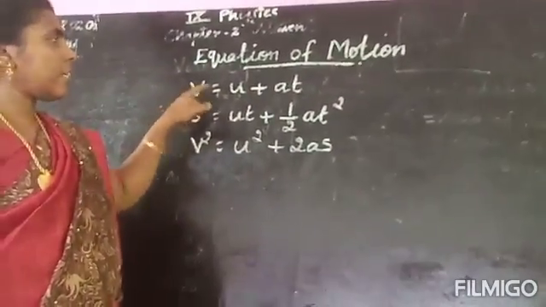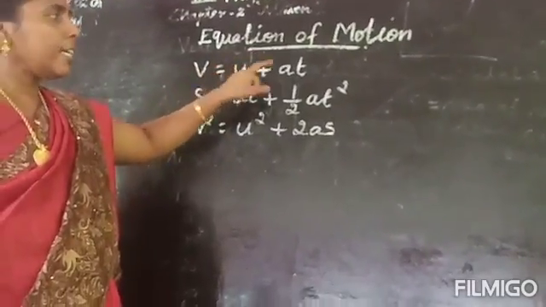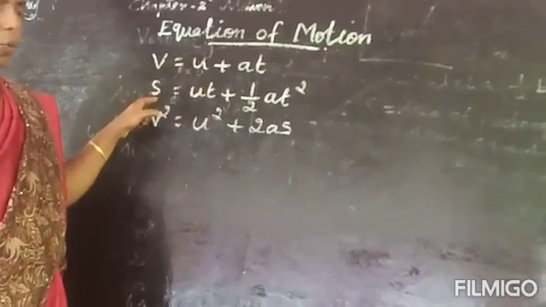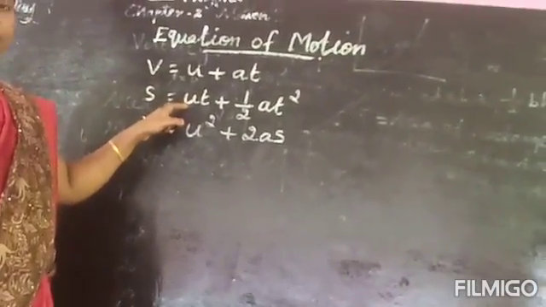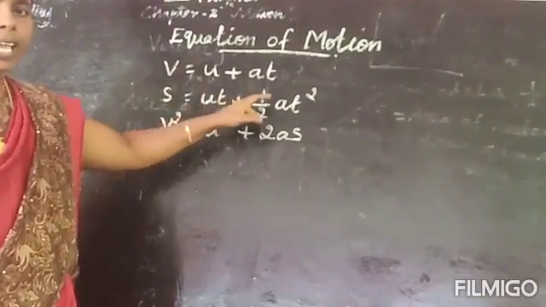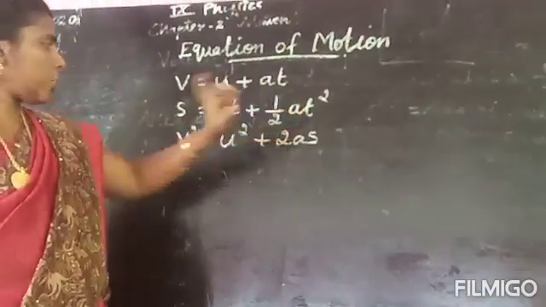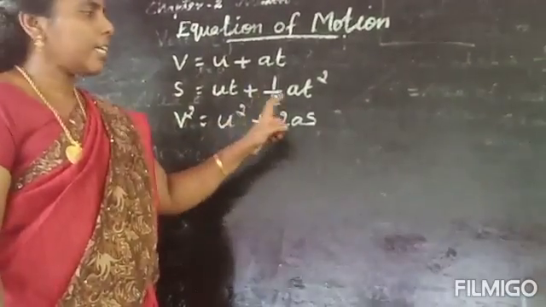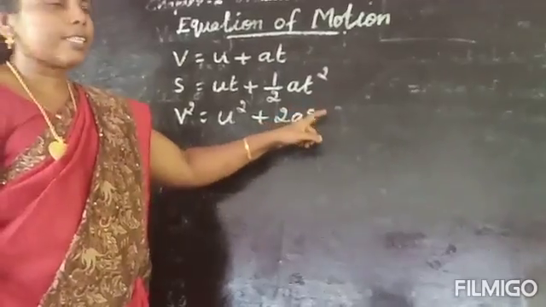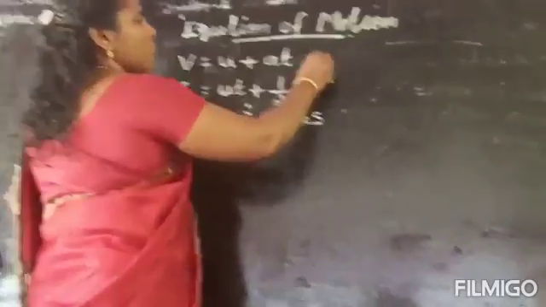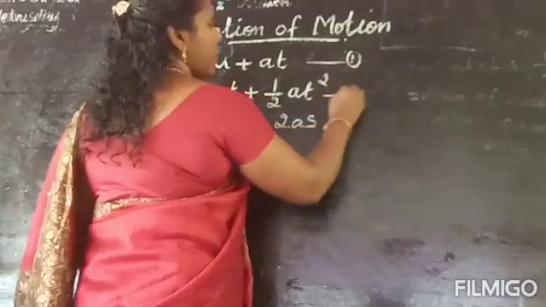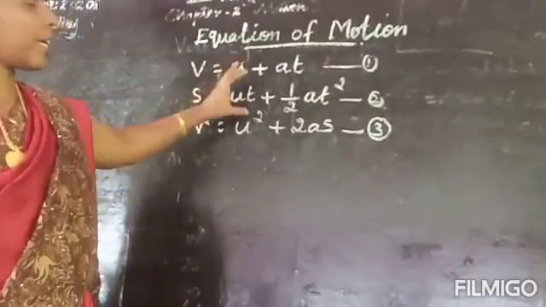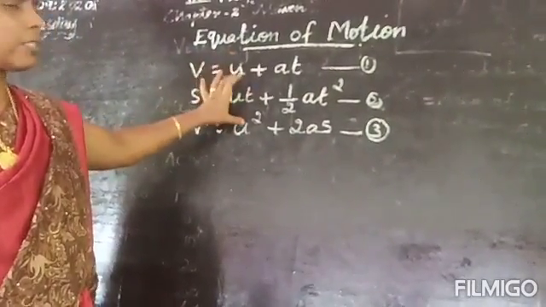V final velocity, U initial velocity, A acceleration, T time. S displacement, U initial velocity, T time, A acceleration, T time. V final velocity, U initial velocity, A acceleration, S displacement. So this we have to take as equation number 1, equation number 2 and equation number 3. These three equations you have to know, you have to mark them.